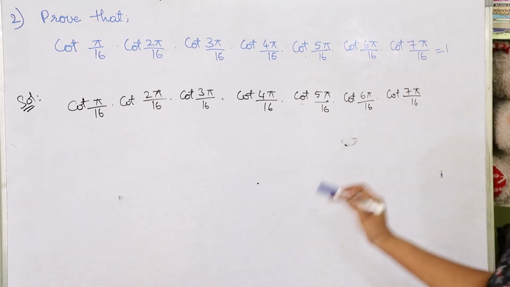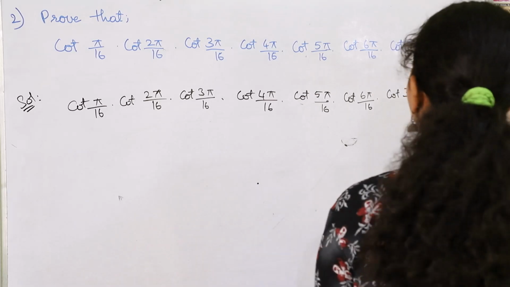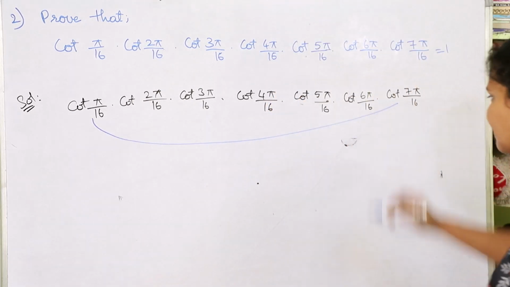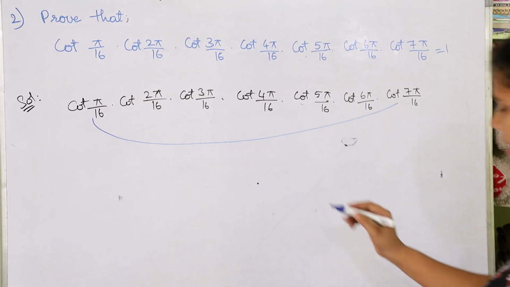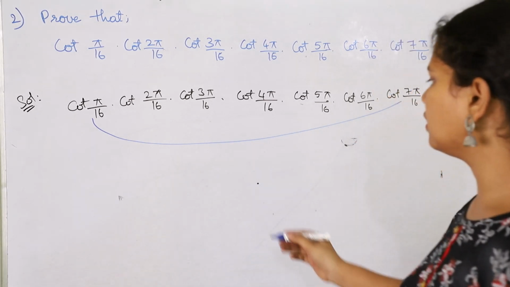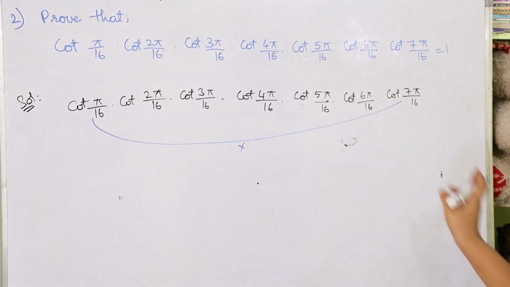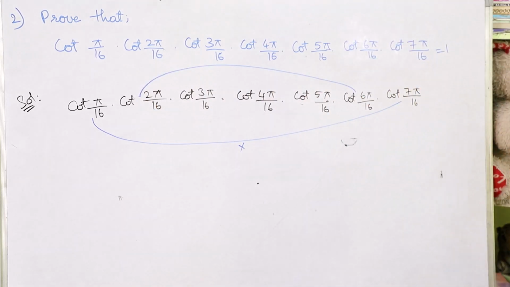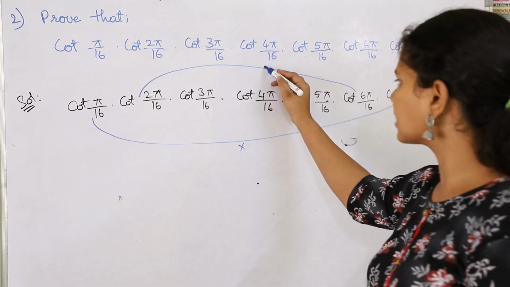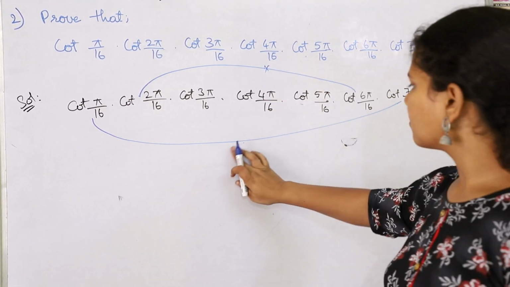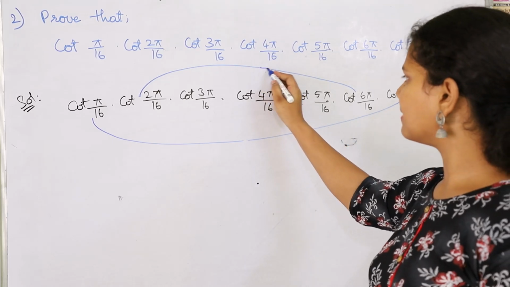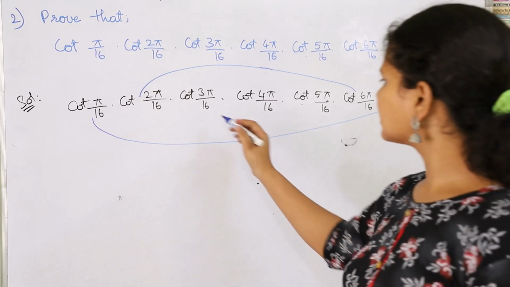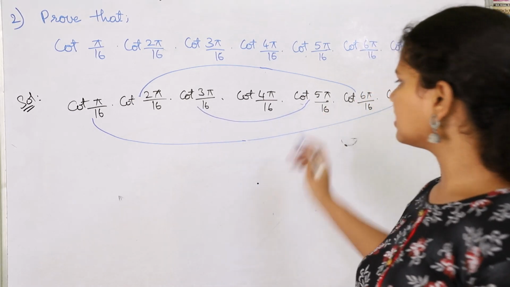Now to solve this given one, just do one step. Coming back to one step, here you have, just multiply cot pi by 16 into cot 7 pi by 16. Multiplication. Again, you go with cot 2 pi by 16 into cot 6 pi by 16. You might feel like it is a cross line. No, it's not a cross line, guys. It's multiplication. Again, cot 3 pi by 16 into cot 5 pi by 16. Just multiply with this.